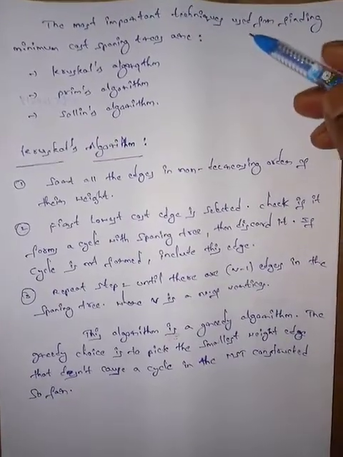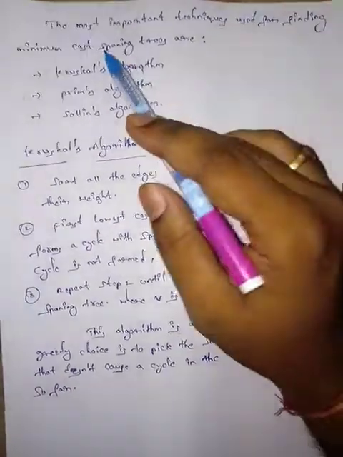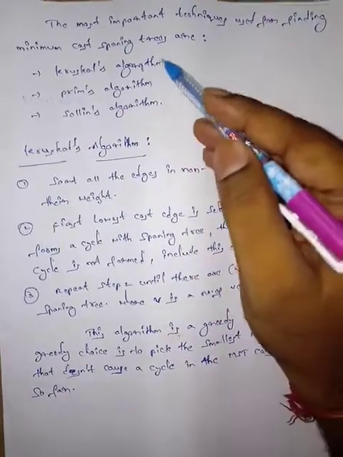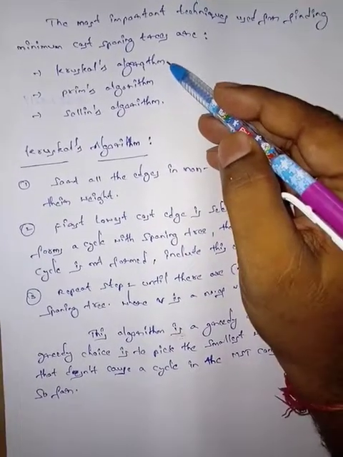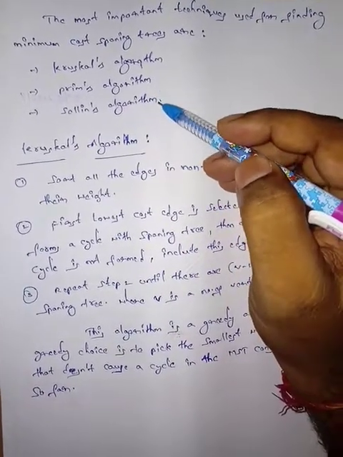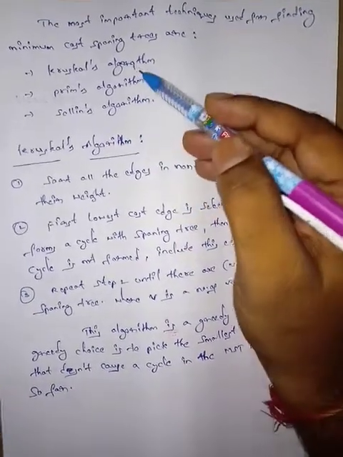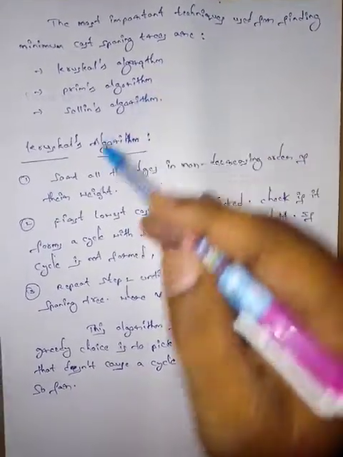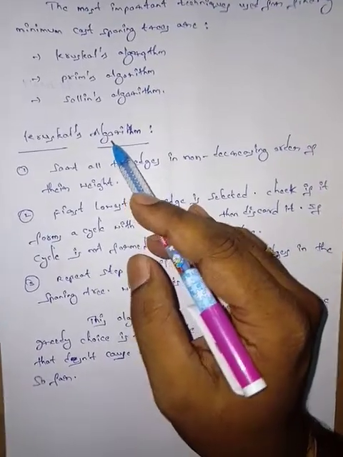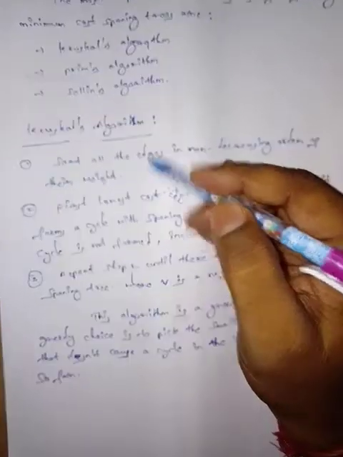The most important techniques used for finding the minimum cost spanning trees are three algorithms: Kruskal's algorithm, Prim's algorithm, and Sollin's algorithm. We will discuss them one by one, and the first one is Kruskal's algorithm. Kruskal's algorithm follows this procedure.